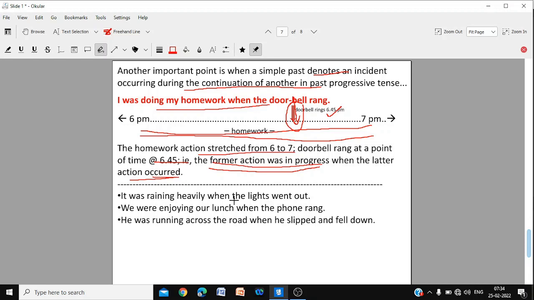It was raining heavily when the lights went out. The rains continued for a stretch of time, say 2 hours, and at one point of time, the lights went off. We were enjoying our lunch when the phone rang. He was running across the road when he slipped and fell down.